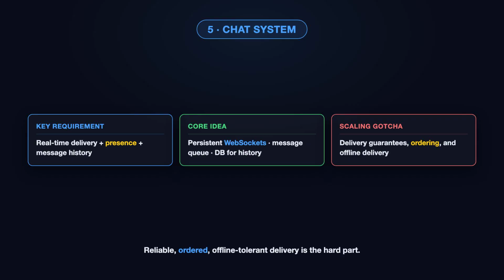You need per-conversation ordering, acknowledgements and retries so nothing is silently lost, and a store-and-forward step so an offline user receives their backlog the moment they reconnect. Saying real-time is easy. Reliable, ordered, offline-tolerant delivery is the part that actually earns the round.